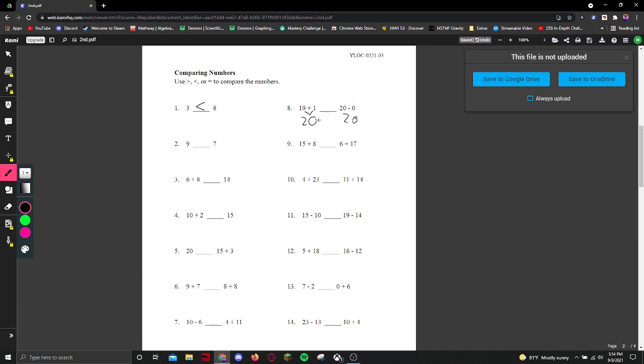Are these two the same numbers? Well, yes, they are. Their answer would be 20 is equal to 20. So that's how you would do these types of problems, and you would just go through many of these kind of situations.